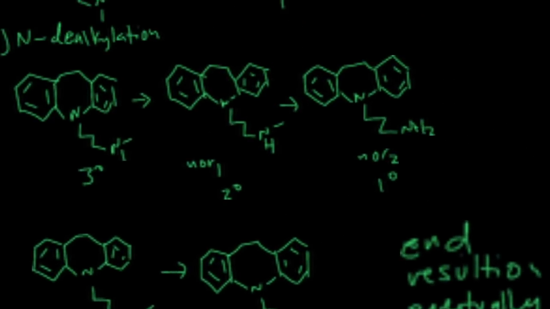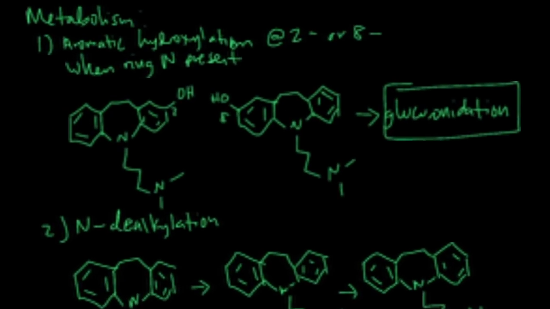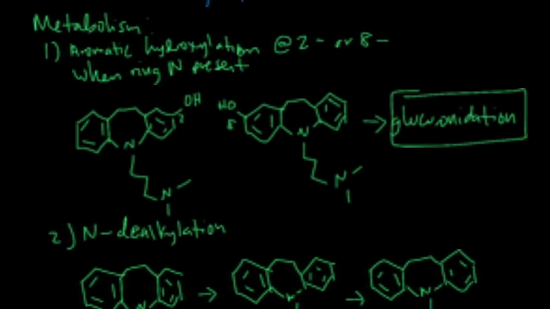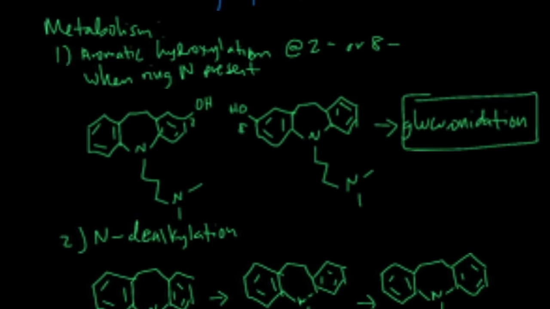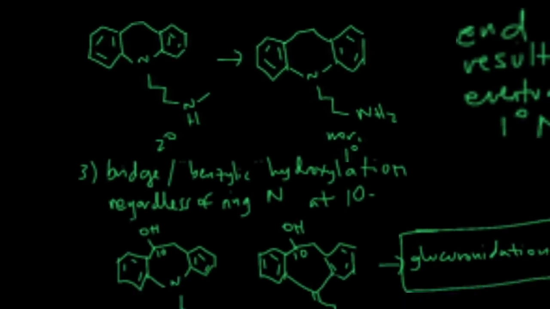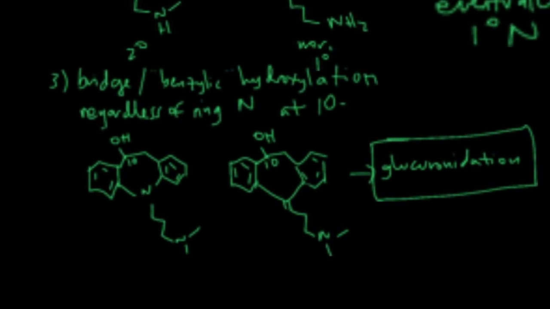As I said up here, aromatic hydroxylation at 2 position or 8 position only happens when the ring nitrogen is present. So you can only get hydroxylation at the 2 position or at the 8 position if you have a nitrogen in the middle ring. However, you can always get 10 hydroxylation at the 10 position regardless of if there's a nitrogen in the middle ring.